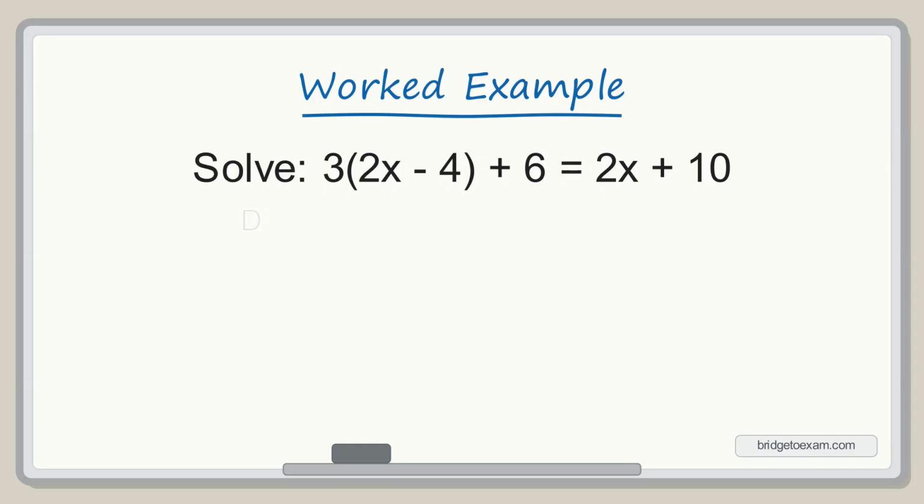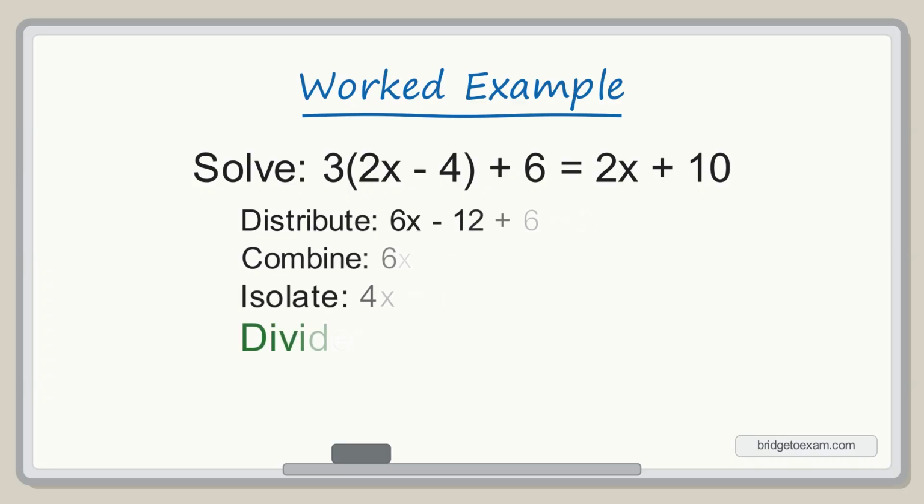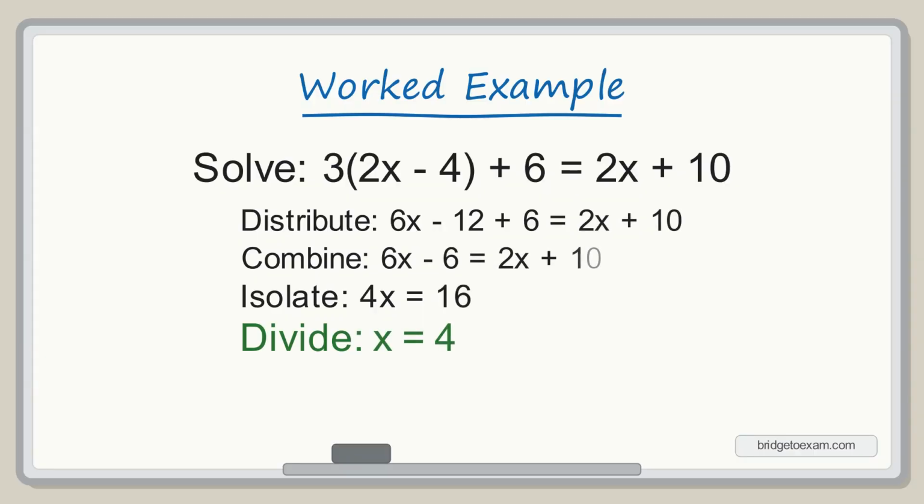After distributing, combine negative 12 and positive 6 to get 6x minus 6. Subtract 2x from both sides, add 6 to both sides, and you get 4x equals 16. Divide by 4, so x equals 4.